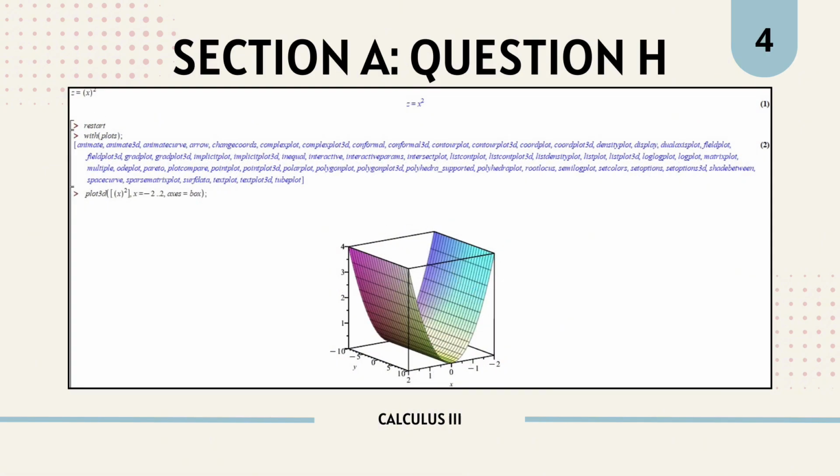For the second question, which is z equals x squared, I start with restart, then plot3d x squared. The x I start from -2 to 2 and the axes are in box. So basically the method that I choose is plot3d and the limit for variable x is -2 to 2. The name of this output is parabolic cylinder.